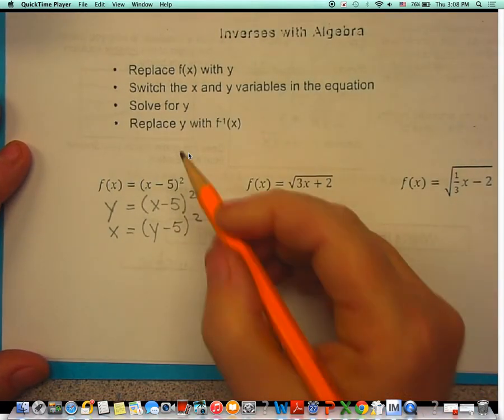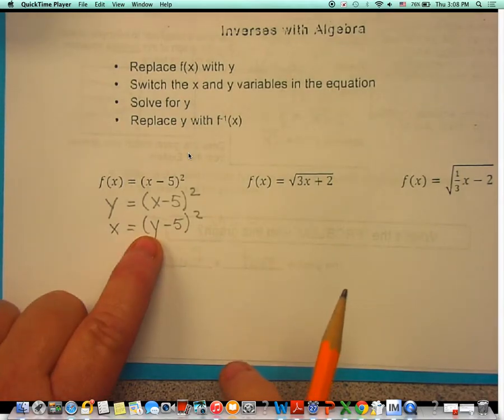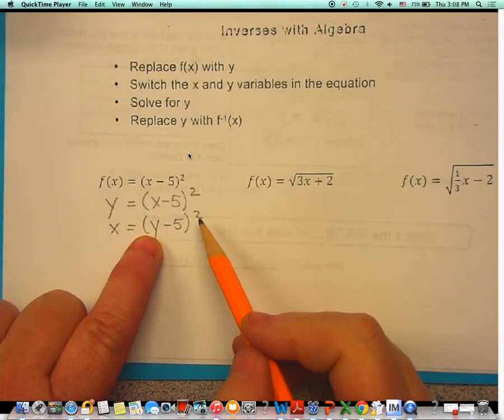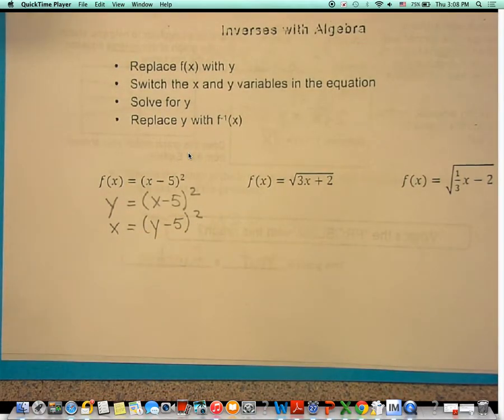Okay, then we're going to solve for y. So we want to get y by itself. We're going to have to get rid of what? What do we need to get rid of? The square and the 5. Which one do we get rid of first?